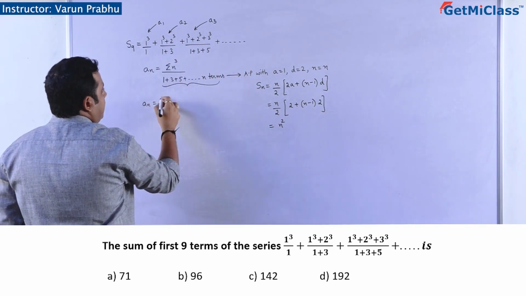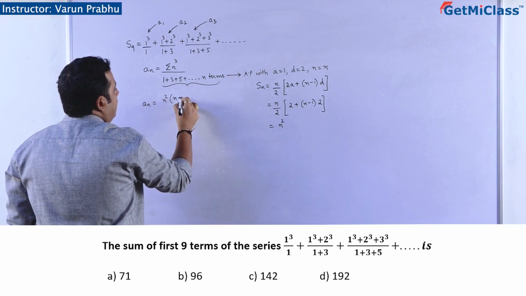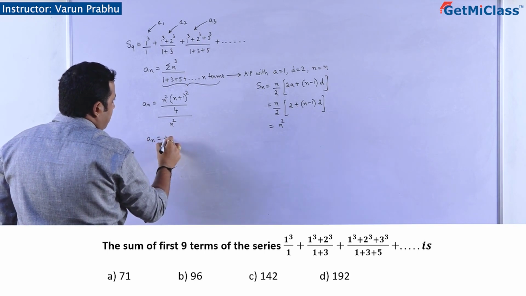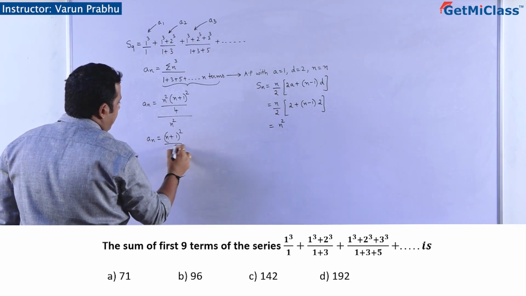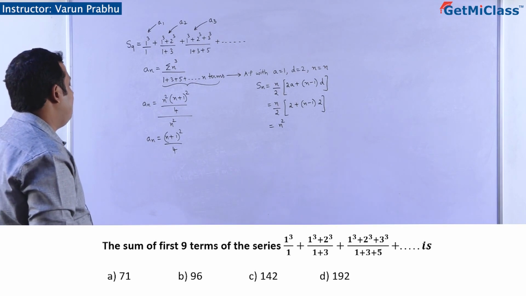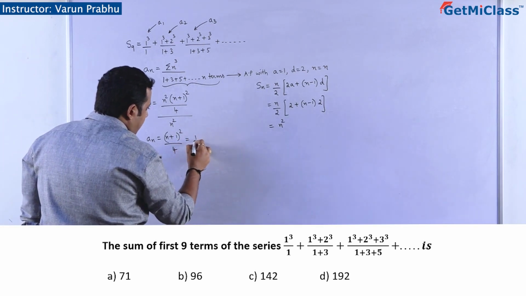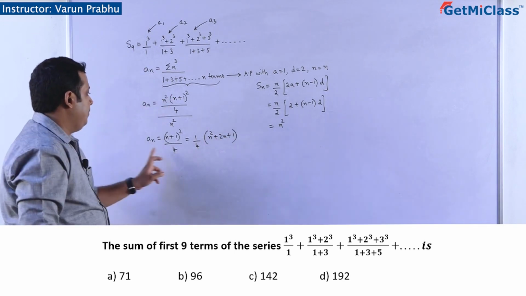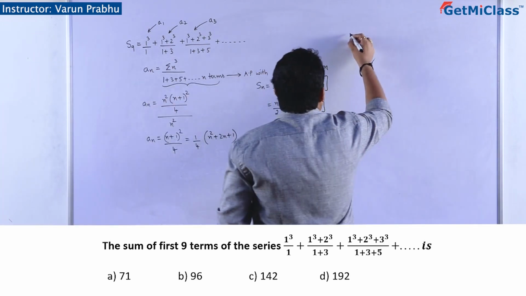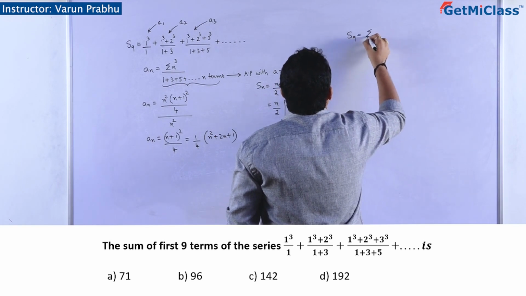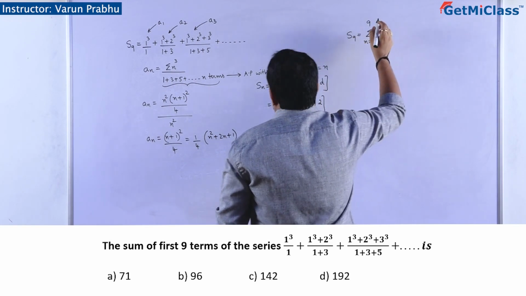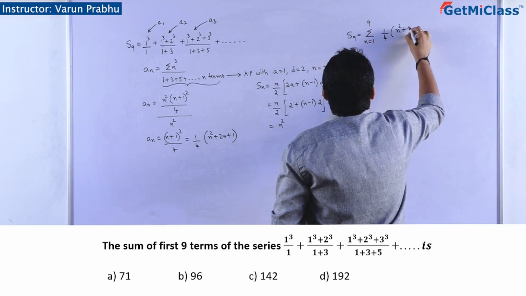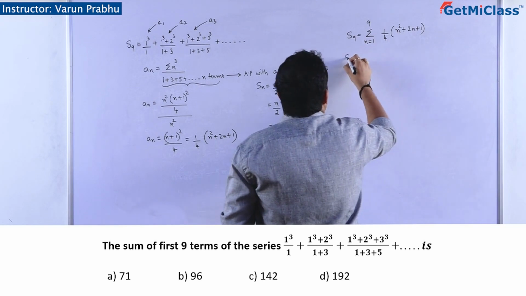So an can be written as sigma n cube, which is n square into n plus 1 the whole square divided by 4, divided by n square. So an is equal to n plus 1 the whole square divided by 4. Is that right? So I can write this as 1 divided by 4 into n square plus 2n plus 1, correct? This is an. Now the question is asking you to calculate the sum up to 9 terms. This is nothing but summation of n is equal to 1 to 9 of 1 divided by 4 times n square plus 2n plus 1. So what is the answer that we get?